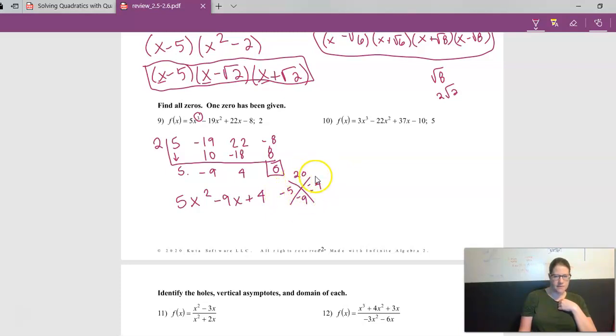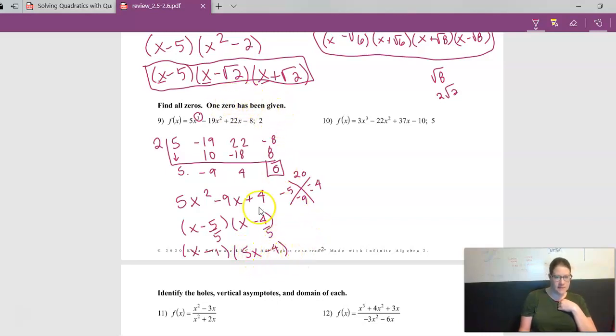They multiply to positive 20. They add to negative 9. So x minus 5 times x minus 4. Remember, we always need to divide by a when it's not 1. And this would give me x minus 1 times 5x minus 4.